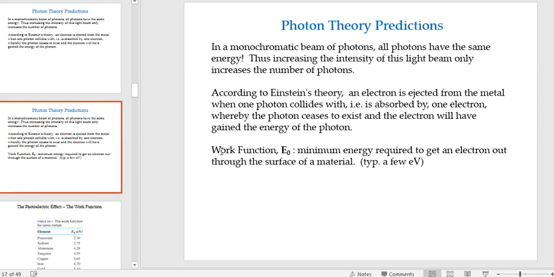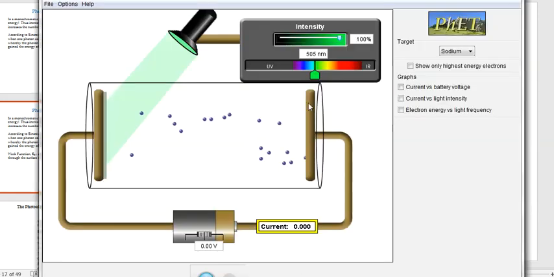And then in this theory, the work function is the minimum energy that's needed to get an electron out through the surface of the material. So I'm going to try an experiment here with you. Let's actually figure out what is that minimum energy that we need for this. This target here is sodium. Let's take a look at sodium.